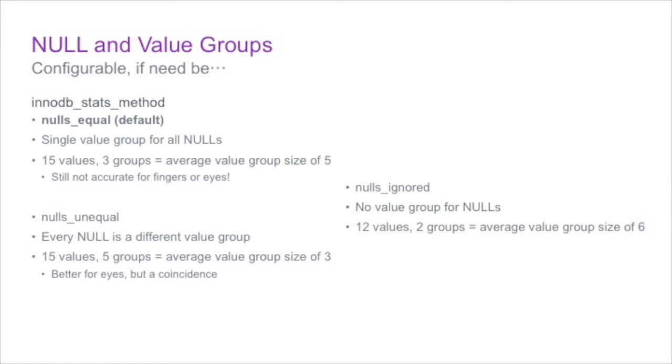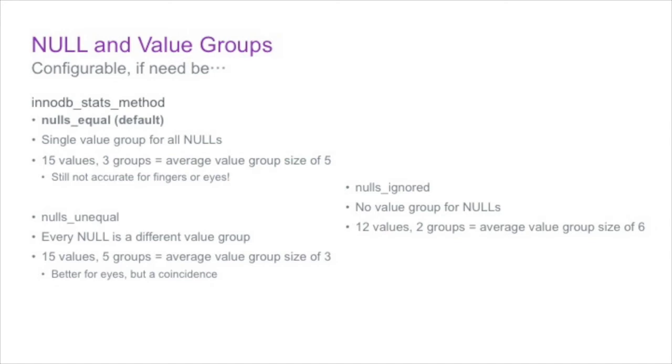Now, here's the thing, it's still not accurate for fingers or eyes. So it's still a really bad approximation. But what can you do? There's only so much you can do as an optimizer, right? There's also nulls unequal, where every null is a different value group, and that is 5 groups, average value group size of 3. It's better for eyes, but that's just a coincidence, right? But if you knew you had that across the board in your application, you could do that.